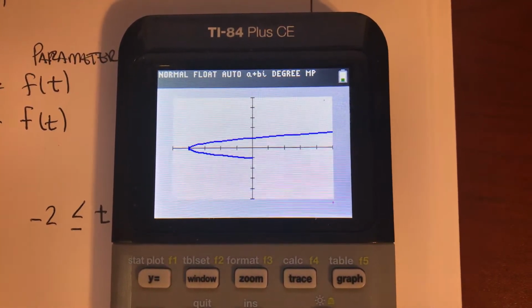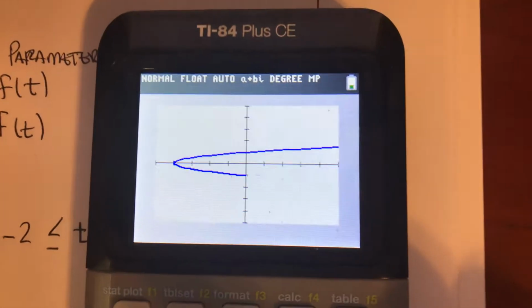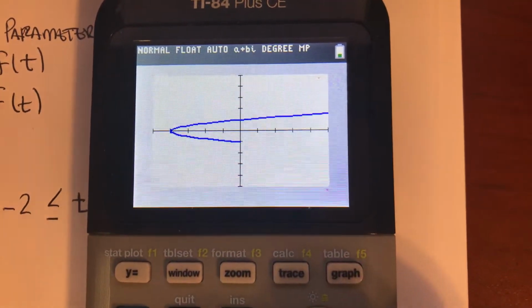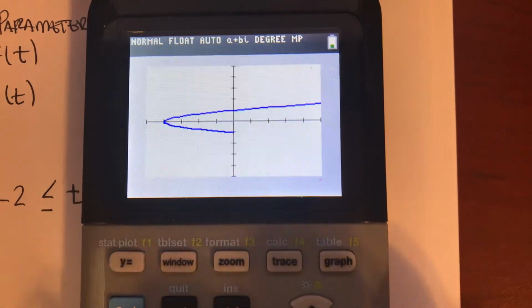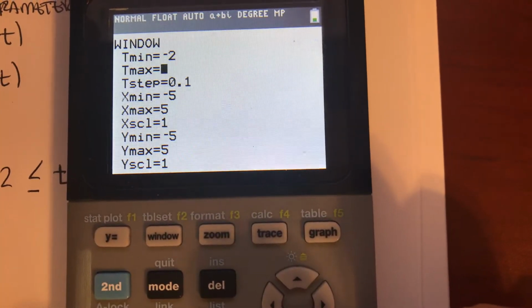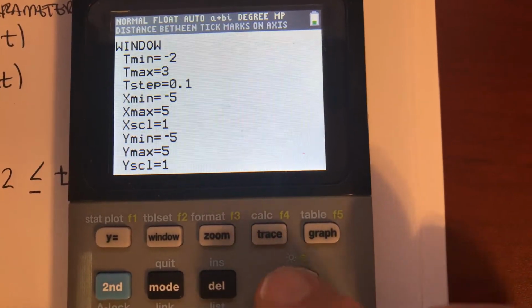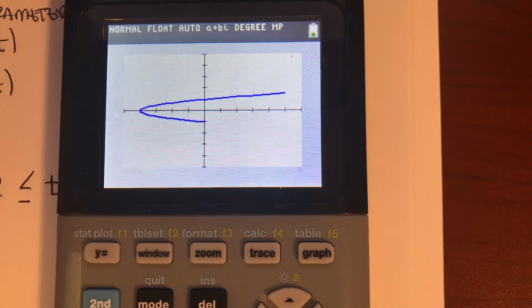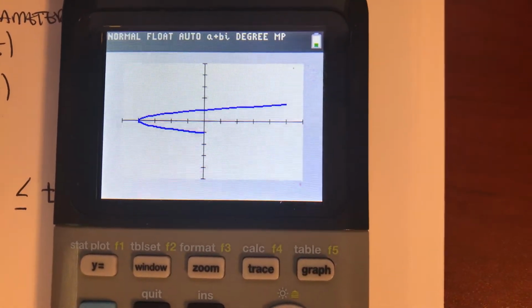Alright, and then we get that type of parabola right there. I'm going to make my x max a little bigger because I think it goes past 5. So I go back to my window, go back to x max, make that 6, and see if it goes past 6. It does not. It actually stops at 5.